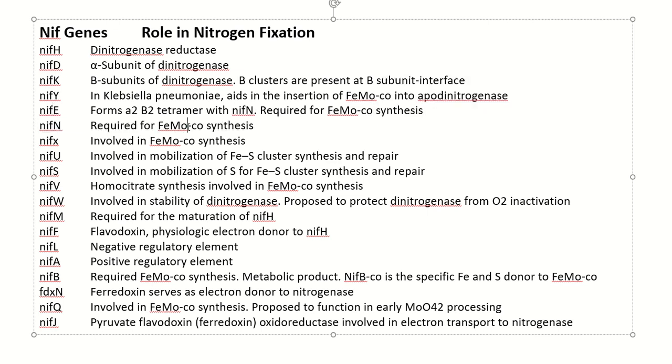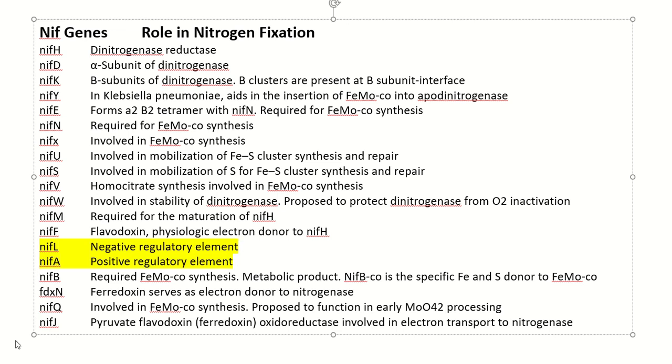Okay. Now FeMo co-synthesis, most of the things you will find in many more Nif genes. NifV or NifX, NifN, NifE, here is co-synthesis. Okay. Now the stability of nitrogenase is served by NifW. Then NifL, you know very well. These two you have to remember very well. That can also be asked in match the following.